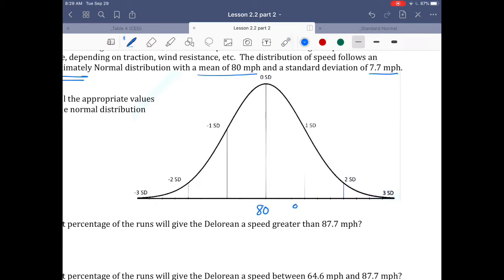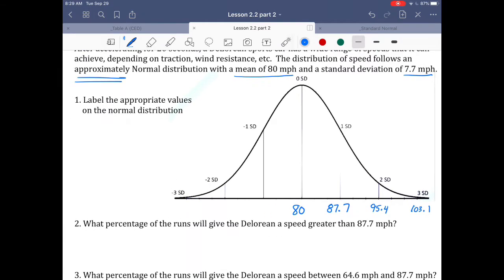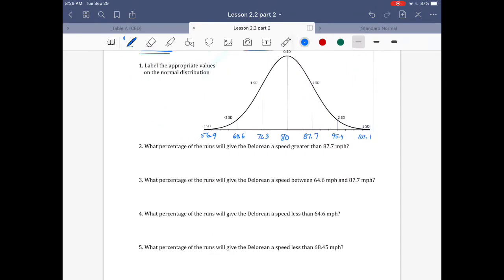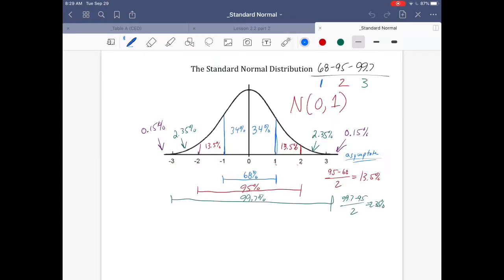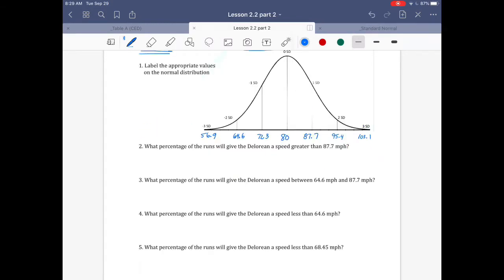One standard deviation above the mean, 87.7, 95.4, and 103.1. That gives our three standard deviations above. Then below: 72.3, 64.6, and 56.9. Now, use these values to answer items 2, 3, 4, and 5. Base your percentages on, of course, our standard normal distribution and the 68, 95, 99.7 rule. So why don't you go ahead and I will fill them in and we'll debrief after.